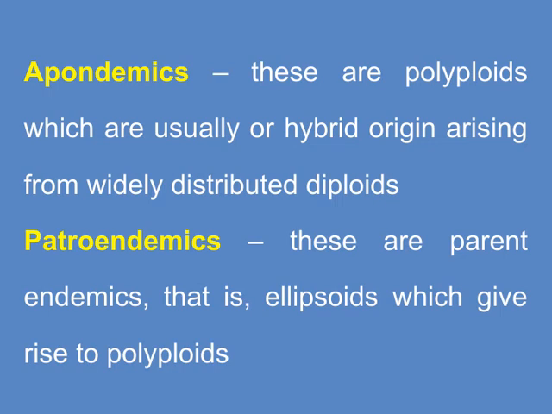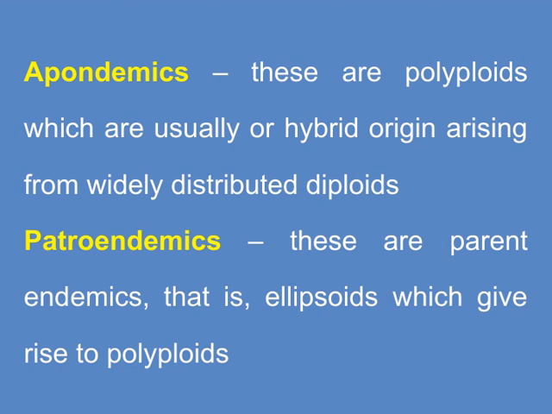Let's take a closer look at some of the terms related to polyploid origins. First, we have apoendemics. These are polyploids that usually originate from hybridization events, often involving widely distributed diploid species. Think of them as hybrids that somehow manage to become stable and reproduce without fertilization.